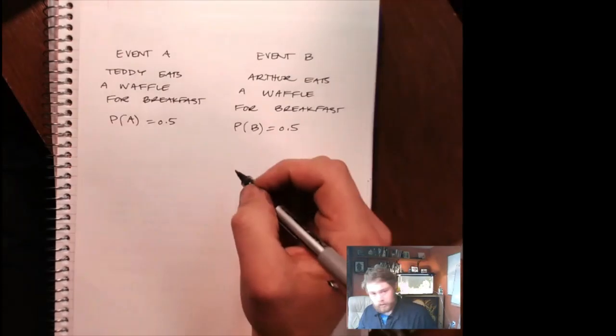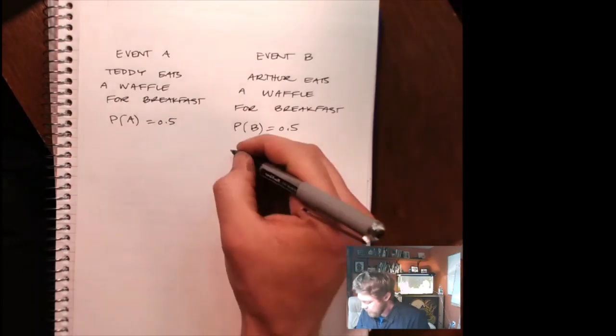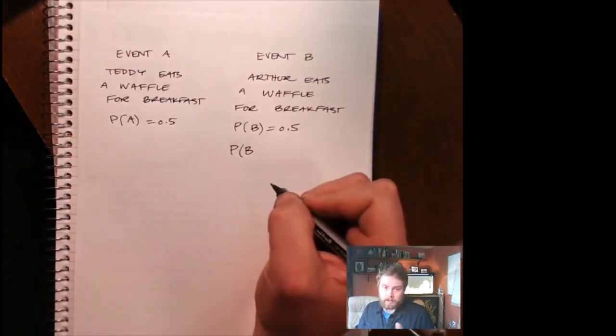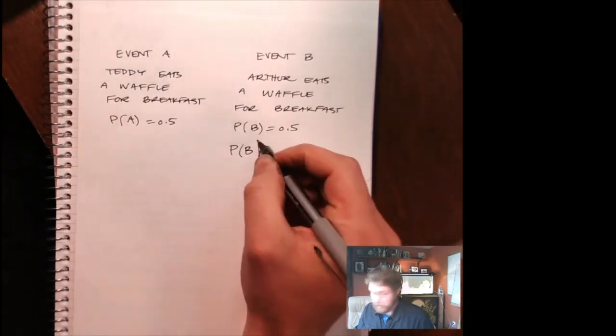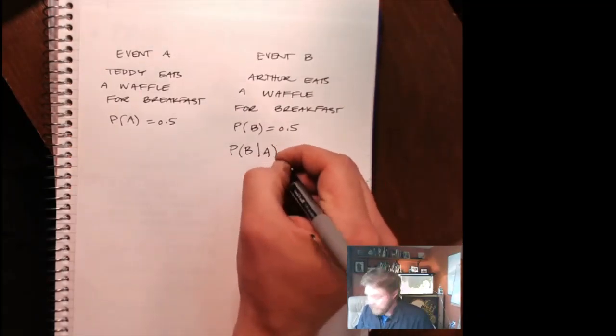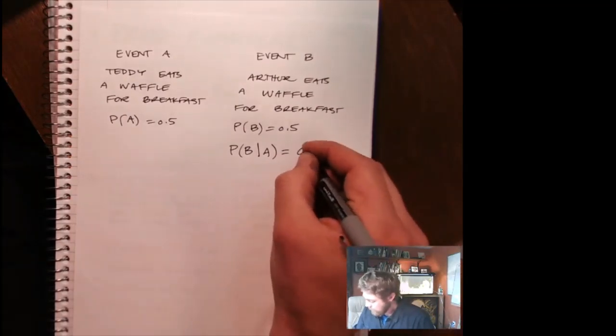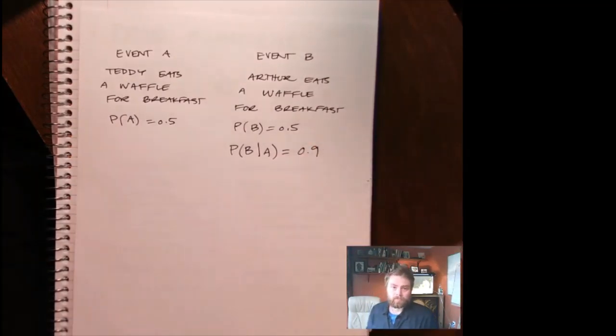So there's a symbol for this. The symbol that suggests this is the probability that Arthur eats a waffle, given, and this is the given symbol, Teddy eats a waffle. Now it's almost guaranteed, a 90% chance. Okay, so this is dependent probability: one thing's outcome affects the probability of what's to come.